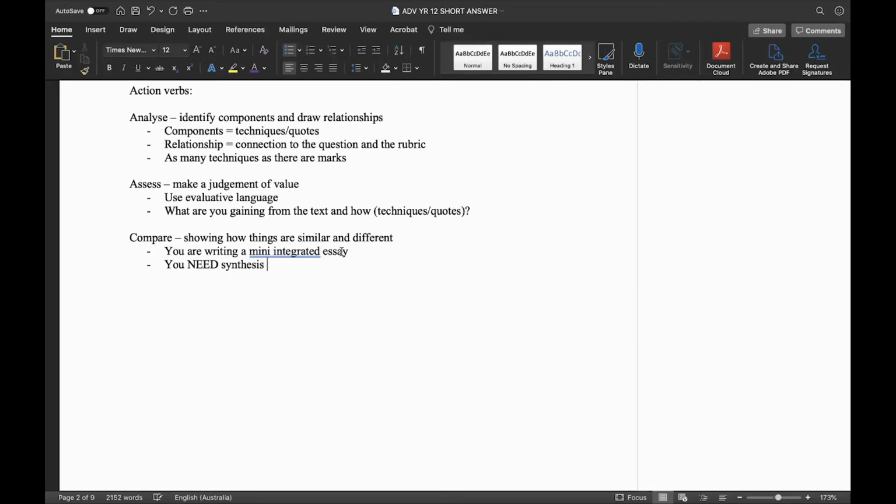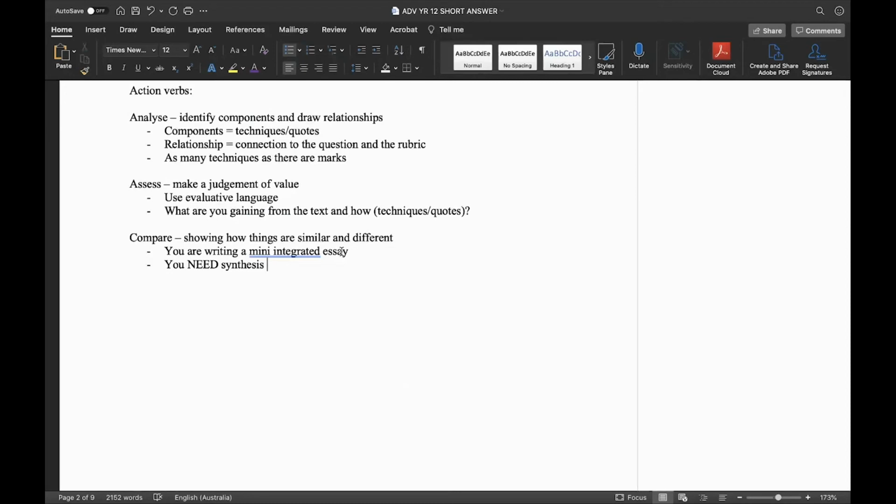You cannot get full marks on a compare question if you've not actually engaged the two texts together. So you need to create a thesis that applies to both texts. Then you need to explore that thesis within both of the texts, and actually draw the similarities and differences between the two texts. So synthesize it. What is being gained by looking at these two texts? Are they saying two different things about this particular human experience, or are they saying the same thing?